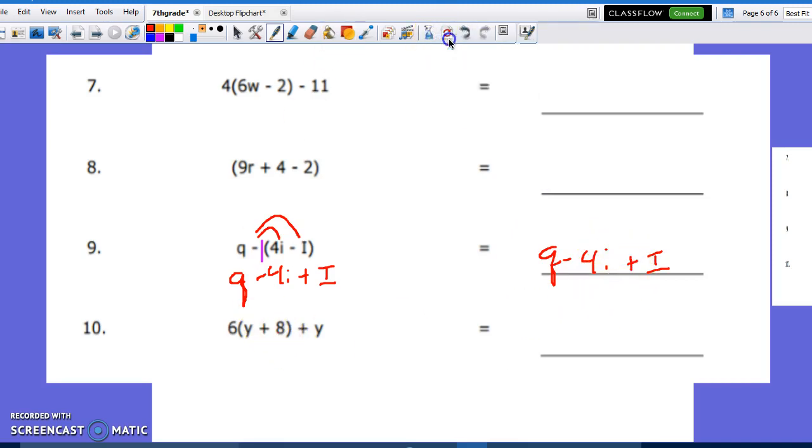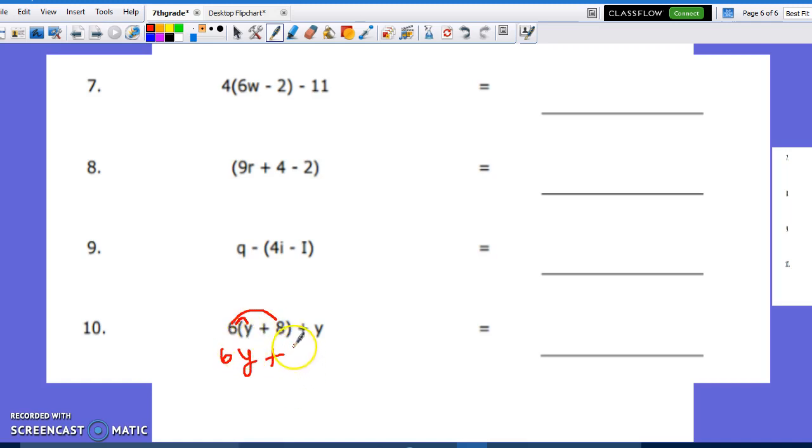And number 10, this is distributing first, 6 times y, and then 6 times a positive 8. Okay, I have 6 times y, that's going to give a 6y. Positive times positive, I know is going to be positive. 8 times 6 is 48. I'm going to bring down that other y. Combining like terms, you see your two y's right here, and they're both positive. So a positive plus a positive is a positive. So I have 6 plus 1, that's going to give me 7y. The 48 has nothing to combine with, so 48.